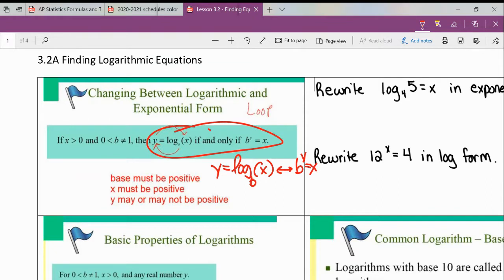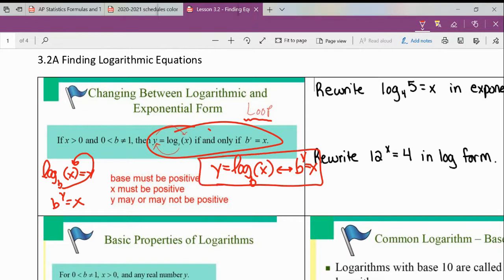Now, some of the ways you might remember this, your teacher in the past might have talked about the looping method. The looping method is where we have something like this: log base b of x equals y. What we do is we kind of loop around like this to rewrite that. So we'd say this is b to the y equals x. That's a way to remember how to transform between a logarithmic and an exponential equation.